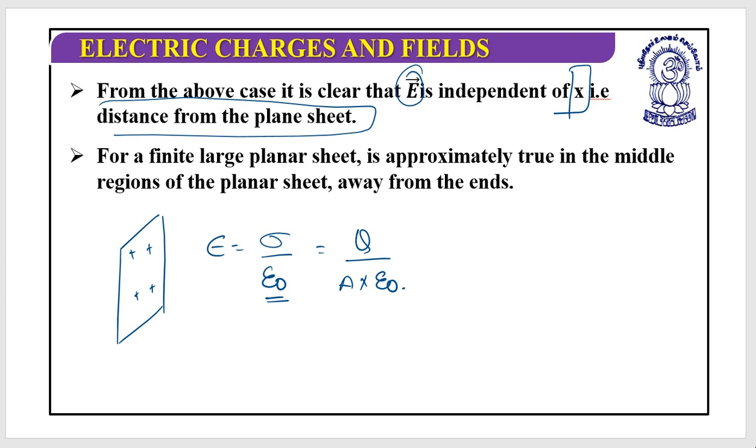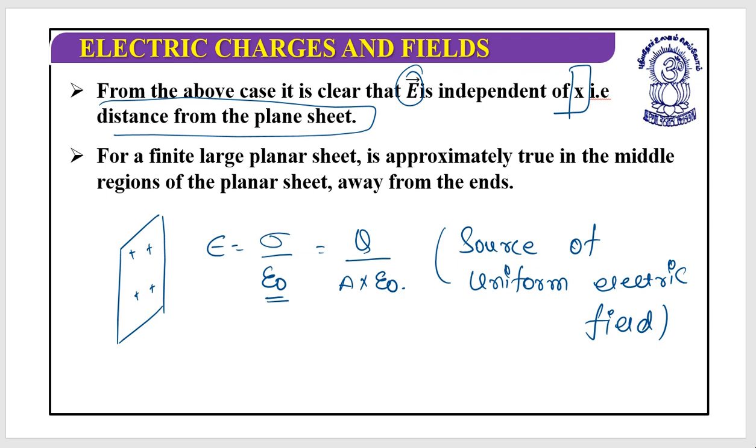It is not dependent on anything, even time. That means this is a source of uniform electric field. I hope you understand the meaning of uniform electric field: the direction and magnitude of the electric field are not varying, it is fixed. That is the source of uniform electric field. There are very rare cases where the electric field provided by certain sources is uniform. This is one of them.